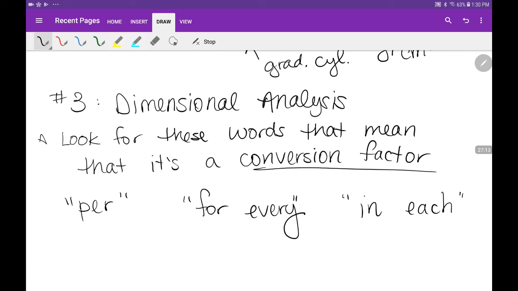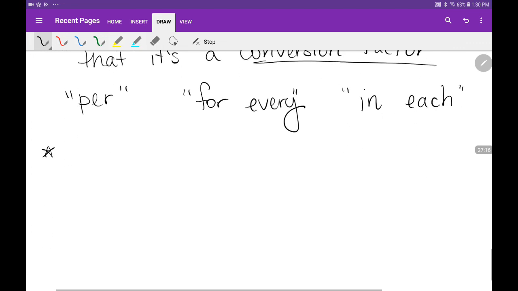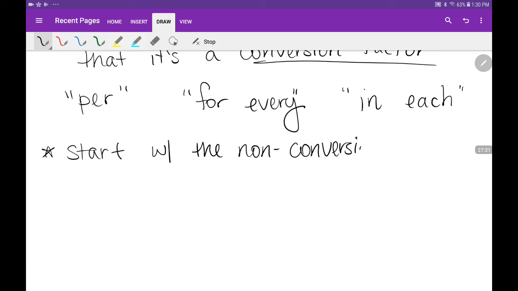And also, the way that I always start these, and it's not necessarily the way that you have to start it, is this: if you are given many, many things, start with the non-conversion factor. So if you're given something like this many teaspoons per dose, but you know that there's a volume of this, start with the volume. I know you're also given teaspoons per dose, but just because it's given first doesn't mean that you have to start with that. I always start with the non-conversion factor because for me that's easiest. And you always want to make sure that your units cancel top to bottom.